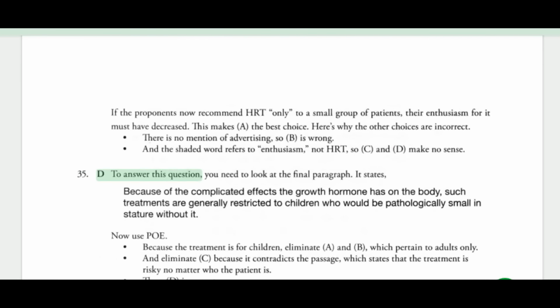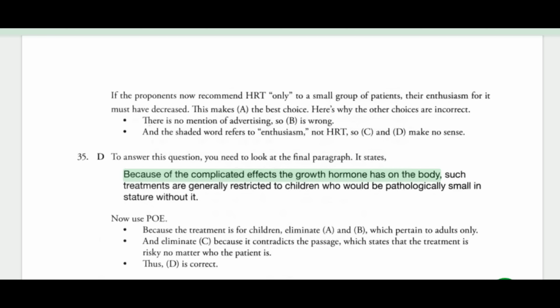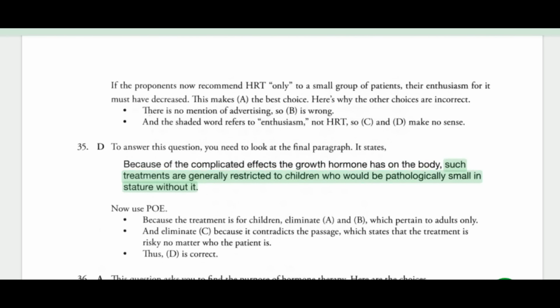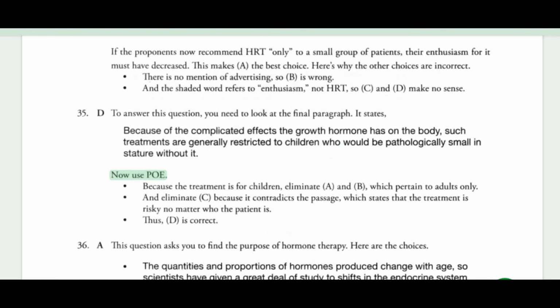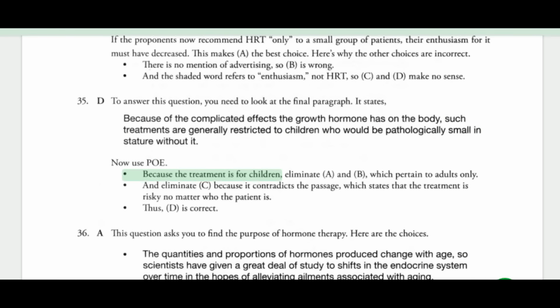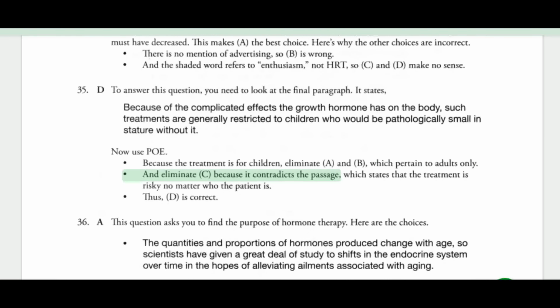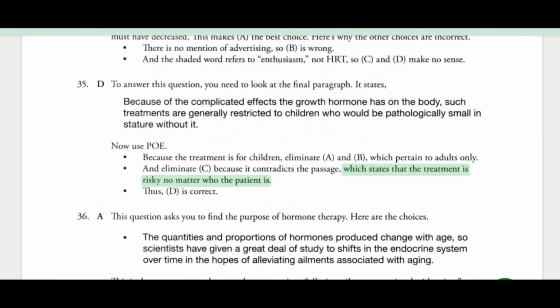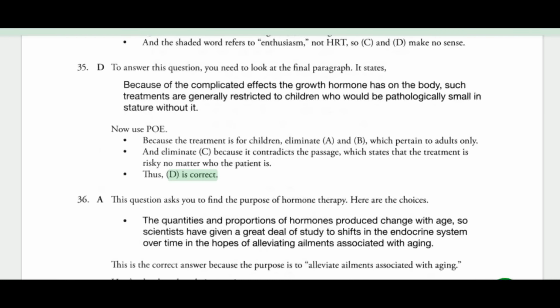35. D. To answer this question, you need to look at the final paragraph. It states, because of the complicated effects the growth hormone has on the body, such treatments are generally restricted to children who would be pathologically small in stature without it. Now use POE. Because the treatment is for children, eliminate A and B, which pertain to adults only. And eliminate C because it contradicts the passage, which states that the treatment is risky no matter who the patient is. Thus, D is correct.